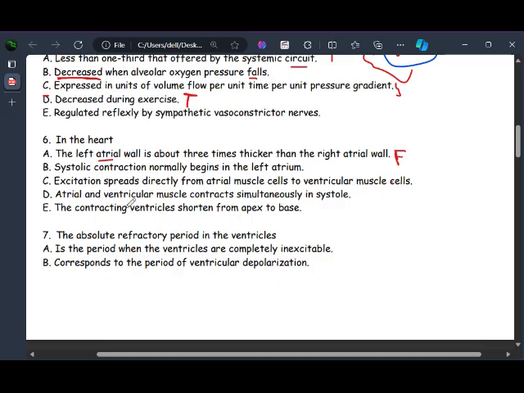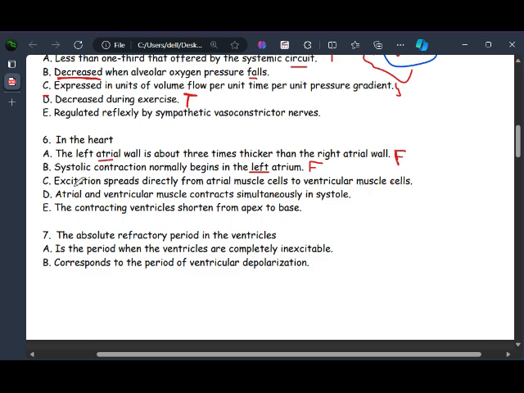Option B. The systolic contraction normally begins in the left atrium. Systolic contraction does not begin in the left atrium. It actually begins in the right atrium at the sinoatrial node. The sinoatrial node is in the right atrium. So that's what makes this false.